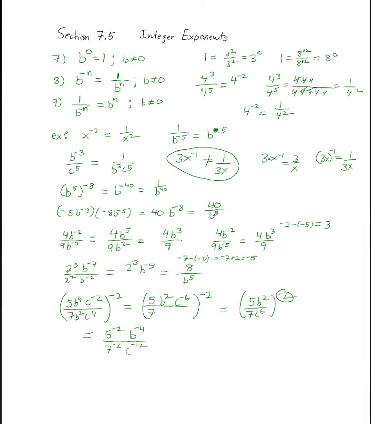All right, almost done. Everything's got a negative exponent on it, so everything's going to move. So this becomes 7 squared c to the 12. The two things on bottom come to top, and the two things on top go to the bottom. 5 squared b to the 4th. Last step, I think I would write 7 squared as 49. 49 c to the 12 divided by 25 b to the 4th.